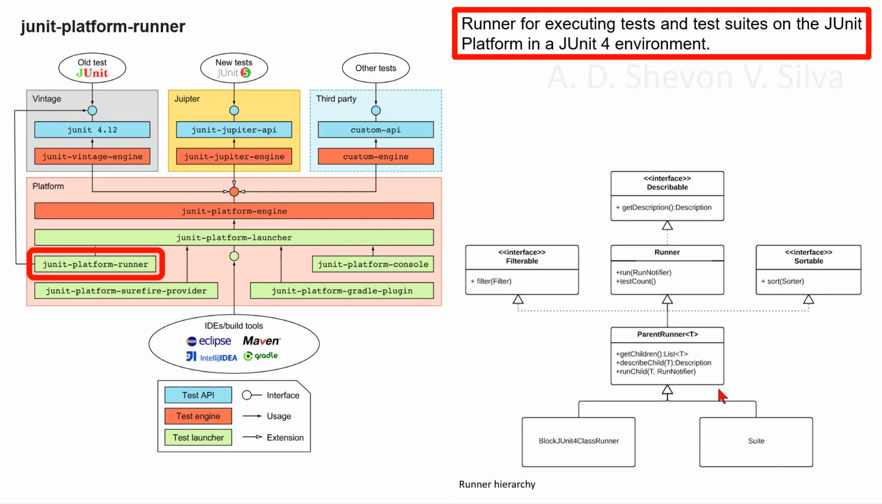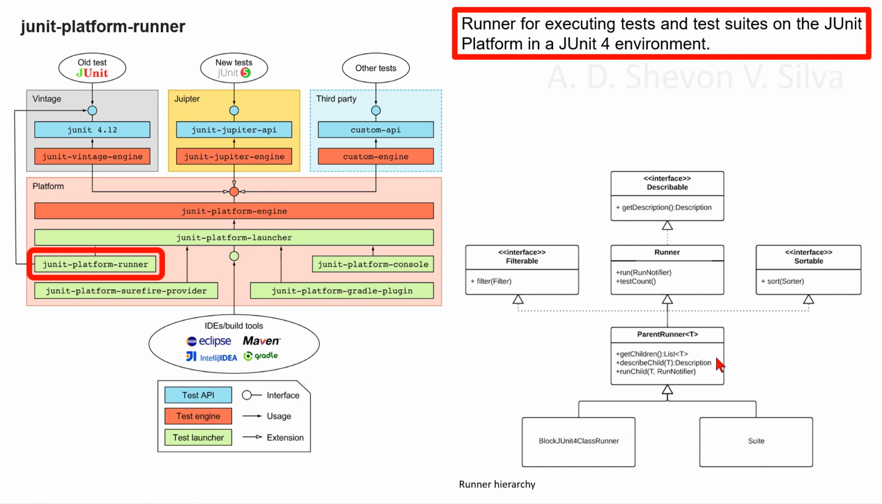We are already aware of the BlockJUnit4ClassRunner extension, which is used as a standard JUnit test case processor. The following diagram also contains another implementation called Suite that will cover the suite. And other than what was mentioned, the class hierarchy contains two interfaces declaring filtering and sorting capabilities implemented by ParentRunner.